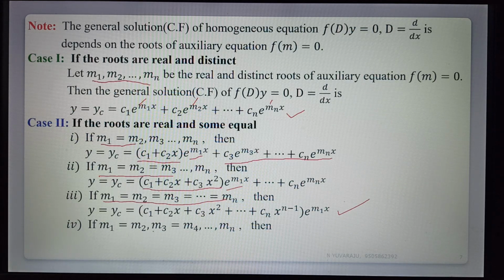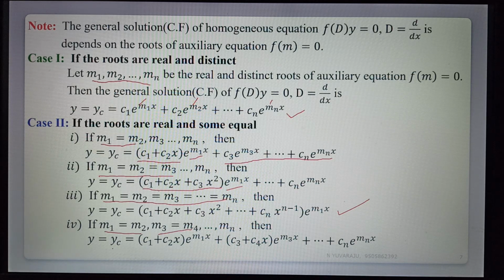In case two roots are equal, m1 is equal to m2, and m3 is equal to m4. First two roots equal and second two different roots are equal, remaining may be distinct. Then the solution is given by yc is equal to (c1 plus c2x) into e power m1x plus, remaining two roots are equal, that is (c3 plus c4x) into e power m3x plus up to so on, remaining are distinct.